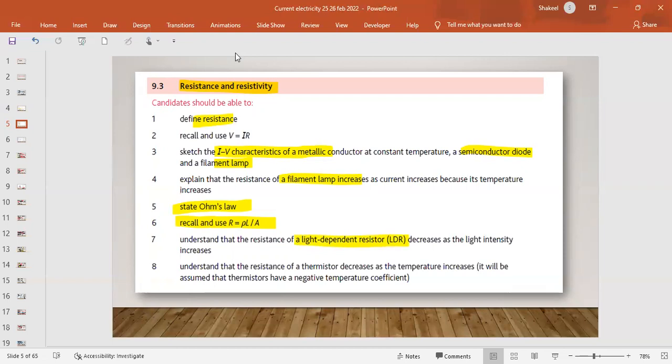Interestingly, in the 2016 syllabus, they moved out the LDR and thermistor from AS and shifted them into A2. But in this syllabus, right from this year, they moved the LDR and thermistor back from A2 into AS. And one good thing is that one whole chapter of electric field has been removed from AS and shifted into A2. So that's why this syllabus has shrunk now.